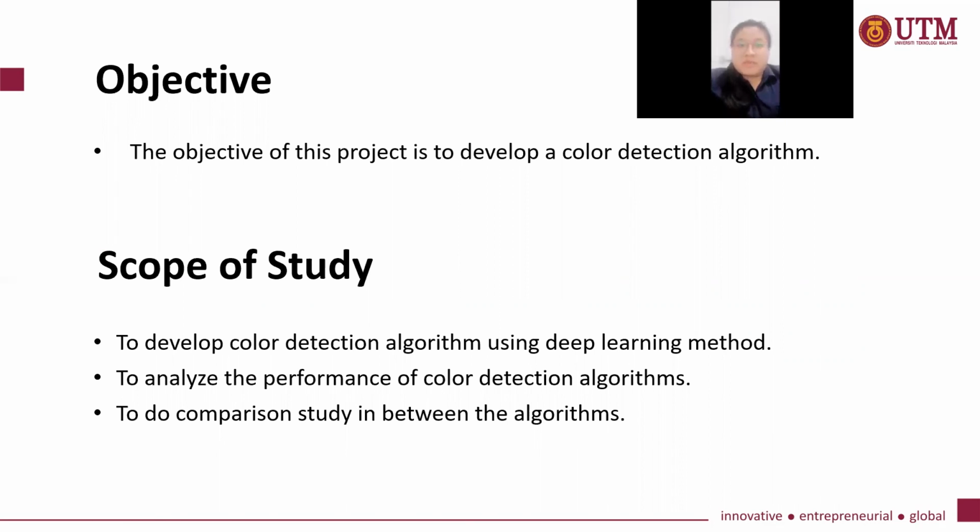The scope of study: first, to develop a color detection algorithm using deep learning method. Second, to analyze the performance of color detection algorithms. Third, to do a comparison study between the algorithms.